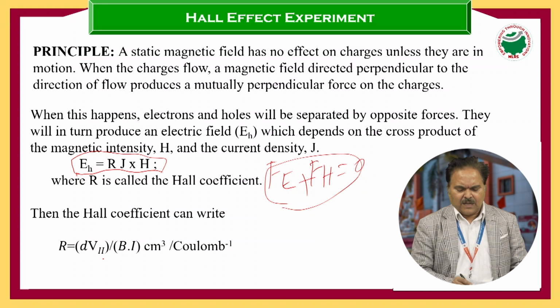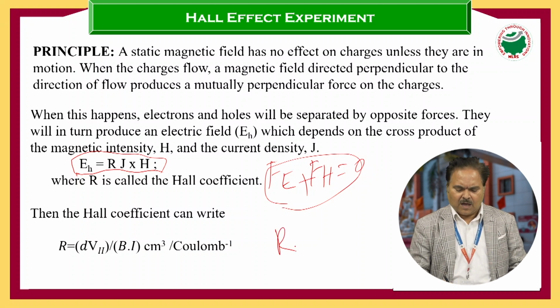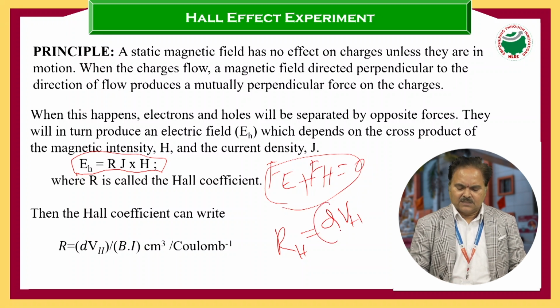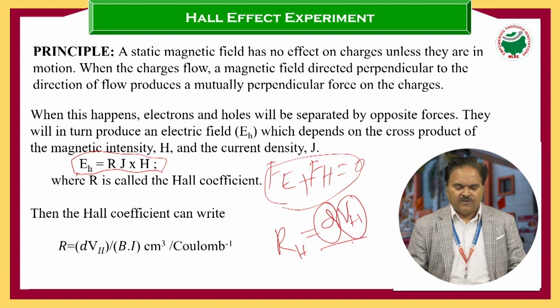Then finally the constant term, that is RH, we call it the Hall coefficient. The Hall coefficient depends on the sample thickness and the induced voltage, how much voltage is induced. VH is the Hall voltage, d is the sample thickness, divided by how much magnetic field we are sending through that sample, that is B, and how much current you are sending through the sample, that is I. So using these parameters, we can calculate the Hall coefficient.